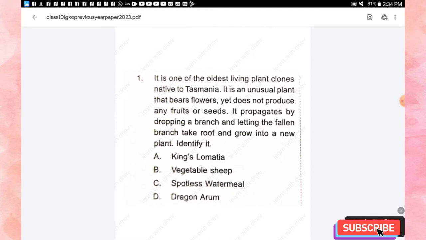Options are A, King's Lomatia. Option B is a vegetable sheep. Option C is spotless watermelon and option D is dragon arum. The right answer is option A, King's Lomatia.